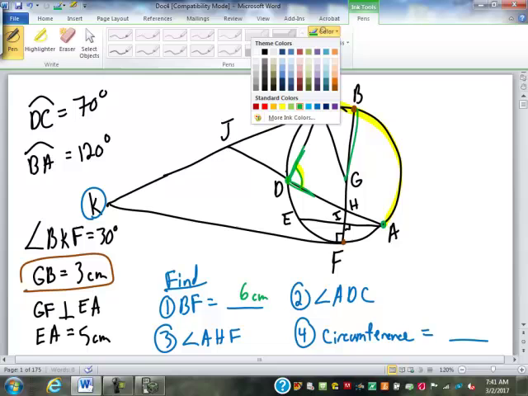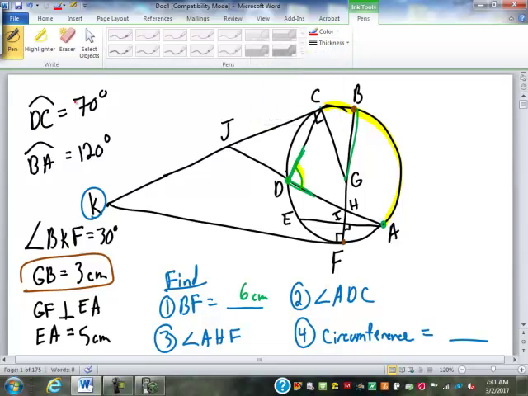Let's go here from what we're given. Let's put this all in. DC is 70 degrees. So DC, this is a 70 degree arc. BA, that's this one, is 120 degrees. Which of course makes this piece here 60 degrees. How do I get that as 60? Yeah, BF is a diameter of the circle, so 180 minus 120 is 60.